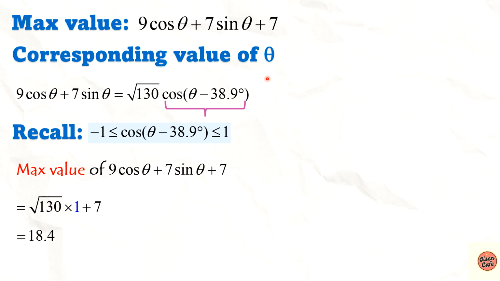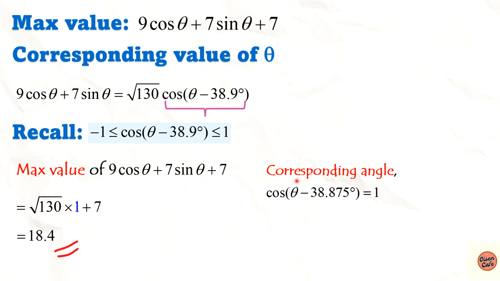Now, what do we know? We know that to get this maximum value, the cosine function has to be equal to 1, isn't it? So I'm going to make use of this information. I know that cosine (theta minus 38.875), where I'm using more than 1 dp value here in order to get a more accurate value. The cosine function's maximum value is 1. So how can I find the corresponding angle?